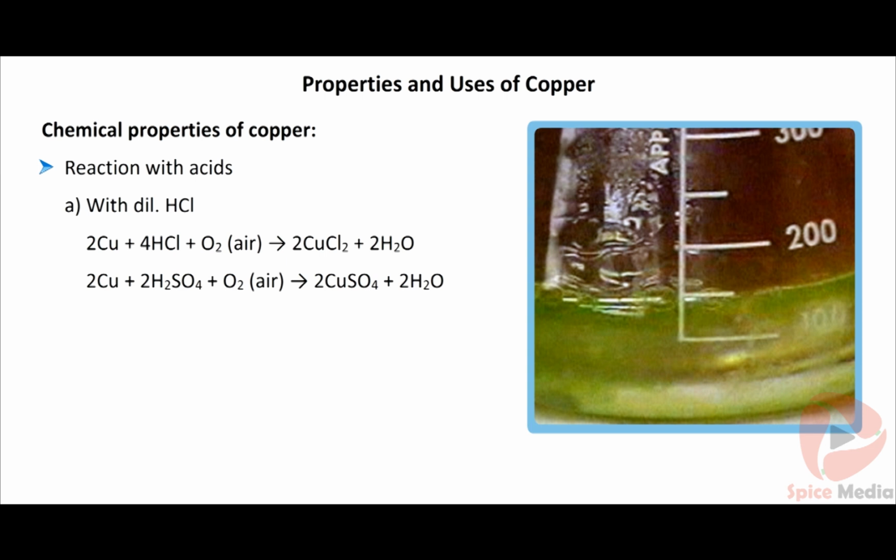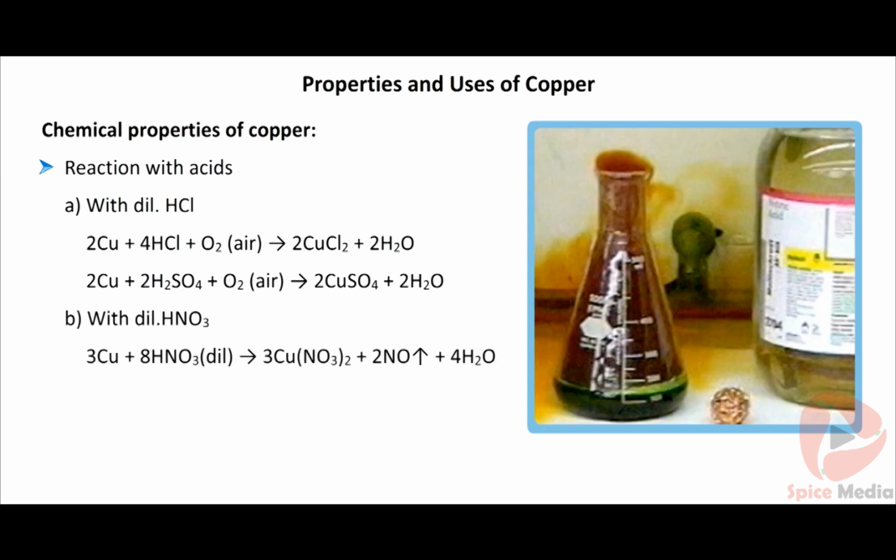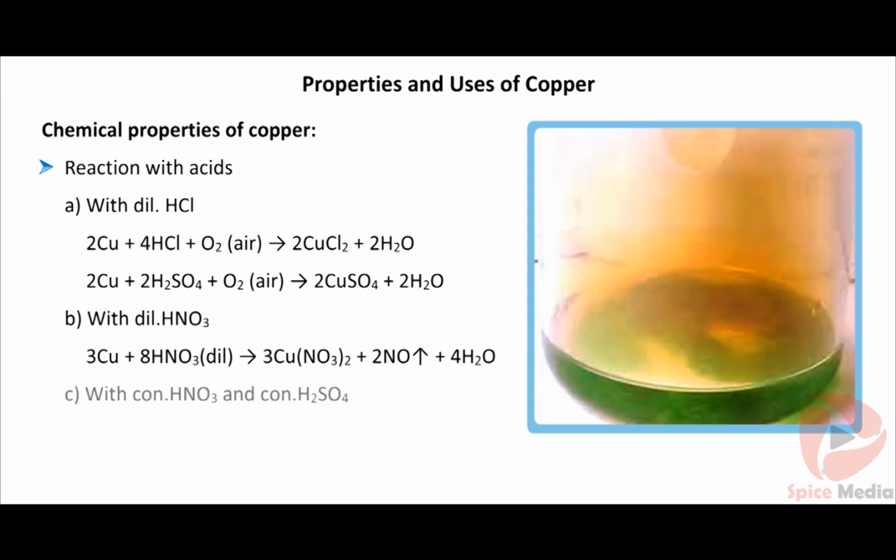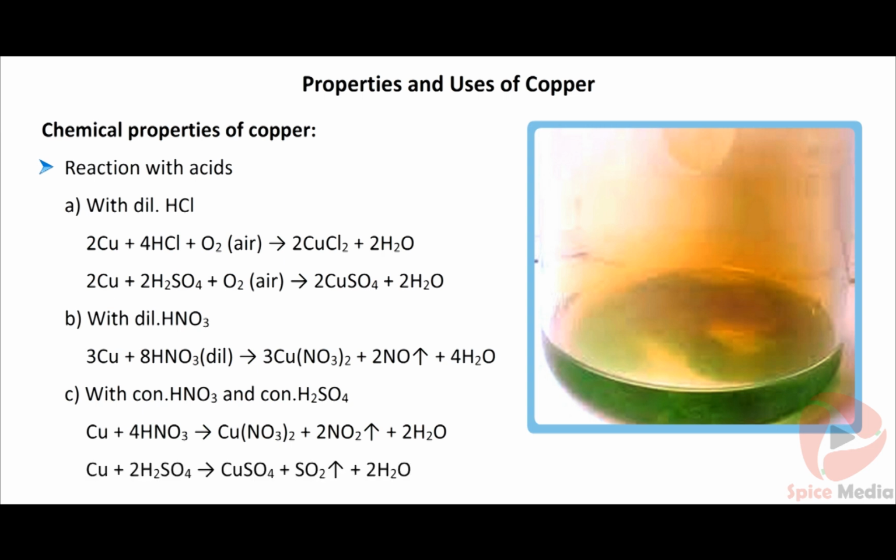Copper reacts with dilute HNO3 with the liberation of nitric oxide gas. With dilute HNO3, 3Cu + 8HNO3 gives 3Cu(NO3)2 + 2NO + 4H2O. Copper reacts with concentrated HNO3 and concentrated H2SO4 with the liberation of nitrogen dioxide and sulfur dioxide respectively. With concentrated HNO3 and concentrated H2SO4, Cu + 4HNO3 gives Cu(NO3)2 + 2NO2 + 2H2O. Cu + 2H2SO4 gives CuSO4 + SO2 + 2H2O.